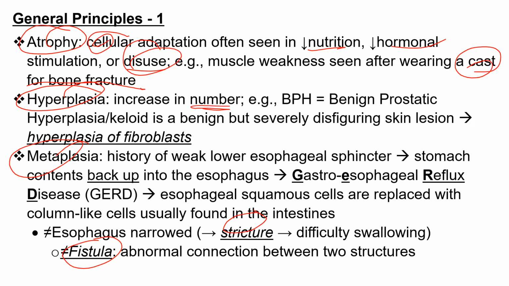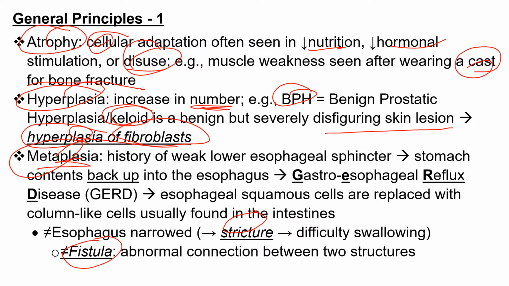Hyperplasia is increase in number. I showed you the picture. You do know that hyperplasia of the prostate, BPH, is very, very common. What is not commonly known is that the keloid scar, which is a severely disfiguring scar due to a minor injury, just like piercing in a predisposed population, is actually a hyperplasia of cells that cause scarring, fibroblasts. And so those scars grow further out into the skin, way beyond the injury site.